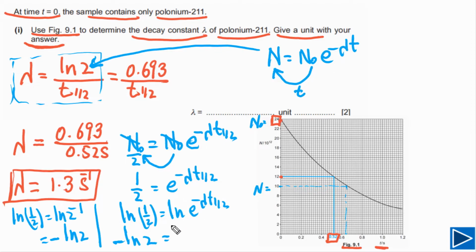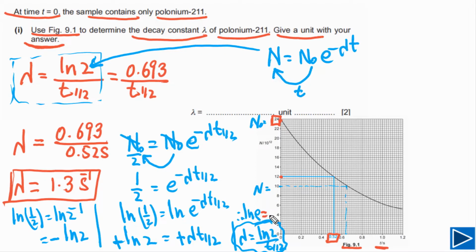And this is equal to ln e. But ln e, you need to understand, ln e is equal to 1. As ln e is equal to 1, so simply we are left with minus lambda times half-life. So this negative we can cancel with this negative. Now simply we can write down in this case lambda is equal to ln 2 divided by half-life. So this is how we can derive this formula.